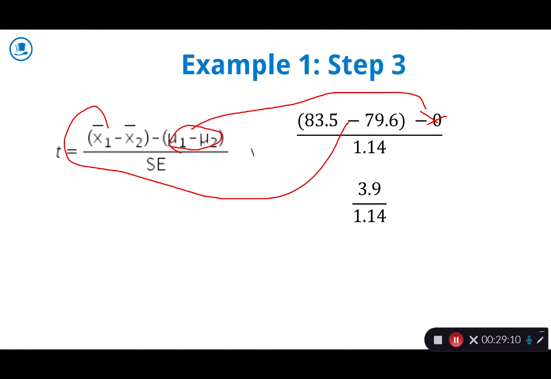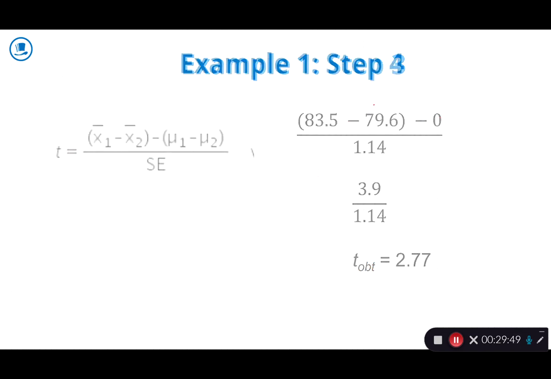So then what do we have? We have 3.9, the difference between the two sample means, divided by 1.41. Now here's where it's critical, right? The order of these means, 83.5, 79.6, has got to be the same order of the means as we had in the hypotheses. And we had 2020, sorry I said online learning, we had 2020 versus 2019. 2020 comes first. So the t obtained is 3.9 divided by 1.41, which is 2.77.